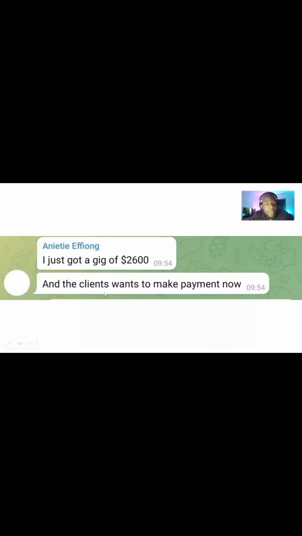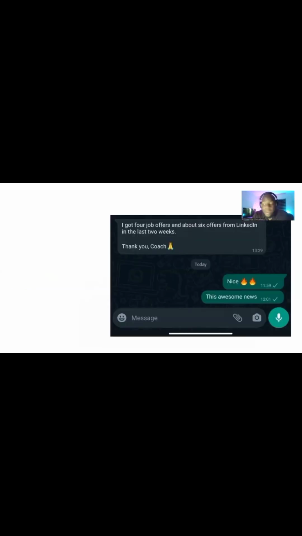The client wants to make a payment of $2,300. Now, this is a social media guy, by the way, and he was DMing me because he didn't want to waste his money or get his money butchered by a rough exchange rate, right? That's why he DM'd me with this. He said to me, I got a single gig worth $2,600. That's 2.4 or 2.5 million naira, right? I think we did the math earlier.